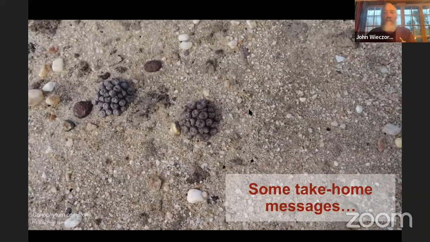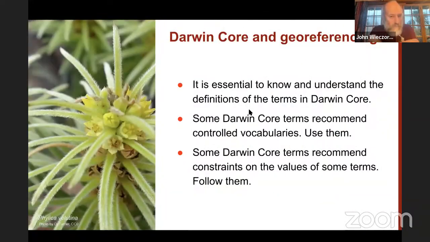So there are some summary messages that we need to look at from all of this. One is that really being familiar with and understanding the terms of the Darwin Core is useful. I would say it's essential. Some of the Darwin Core terms recommend controlled vocabularies. When that is the case, you should use those controlled vocabulary values. And then finally, there are also some terms that recommend constraints. The easy one to think of is the decimal latitude and longitude. They must be within the appropriate limits. So when there are constraints, follow them. Another one, good one to remember, was the coordinate uncertainty in meters. It can't be 0. Don't make it 0.